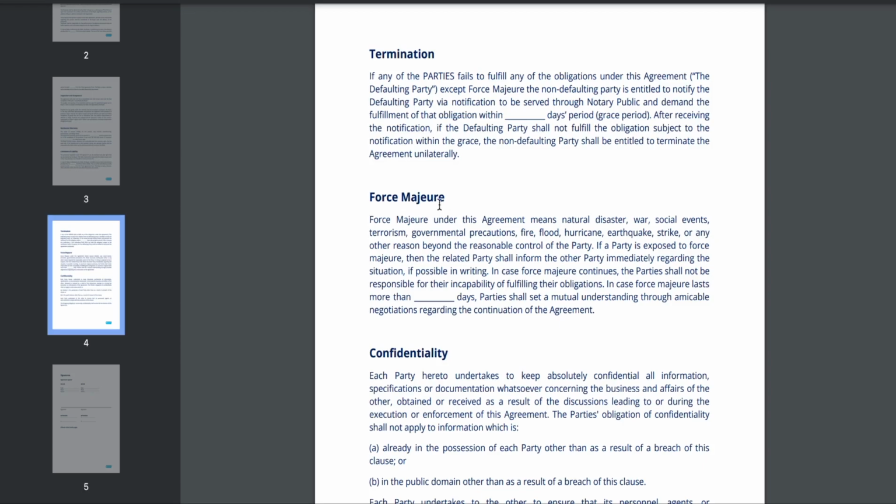Force majeure. Force majeure refers to unforeseeable circumstances that prevent the parties from fulfilling their obligations. This section establishes that if such an event occurs, the affected party must inform the other party promptly and the contract's obligations may be suspended temporarily. If the force majeure event persists beyond a certain period, the parties will negotiate how to proceed.